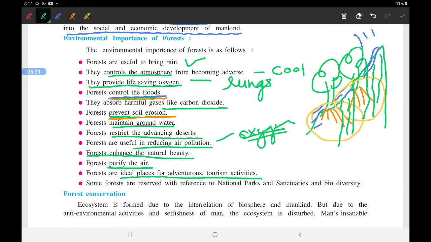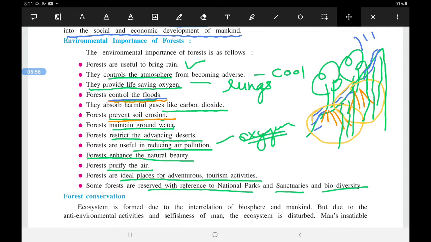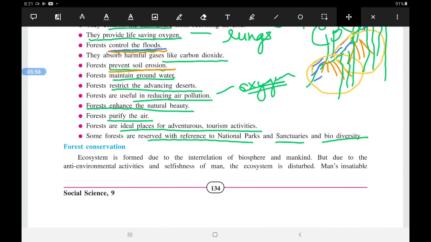They also promote the tourism activities. Right? Tourism activities are also promoted. Next, some forests are reserved with reference to national park, sanctuaries and biodiversity. This we already saw in the previous chapters. Right? They are also areas which are reserved for national park, sanctuaries and biodiversity. So these are some of the importance of forest and why we should protect them.